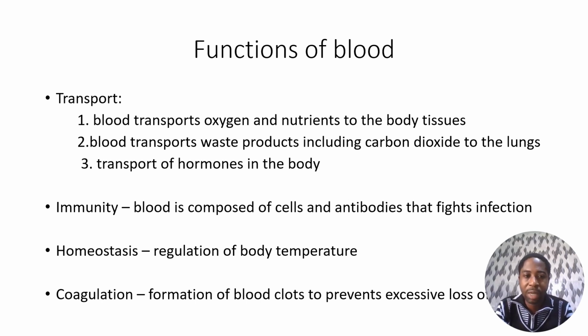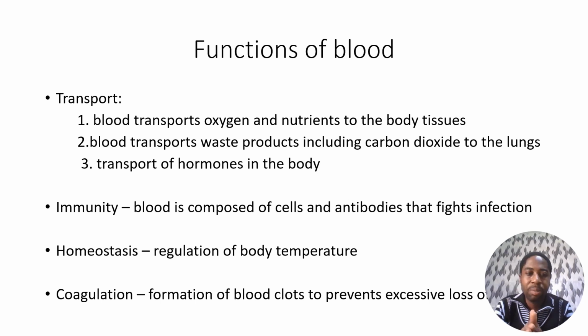So the first function of blood being transport. Blood transports oxygen and nutrients to the various tissues in the body. Blood also transports waste substances like carbon dioxide to the lungs. It also transports urea and creatinine to the kidney so that they can be excreted. Blood is involved in the transport of hormones from where they are produced to target organs. So hormones like growth hormone, sex hormones, oxytocin, insulin, they are all transported by blood.